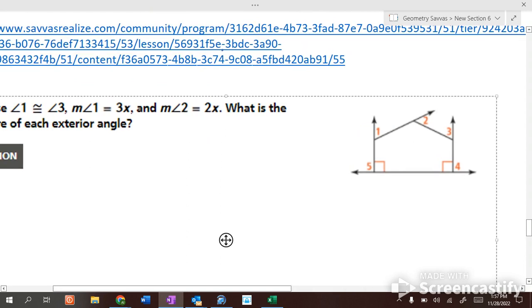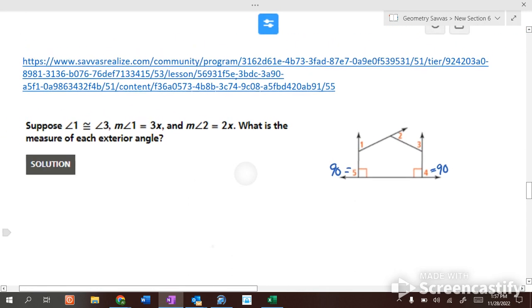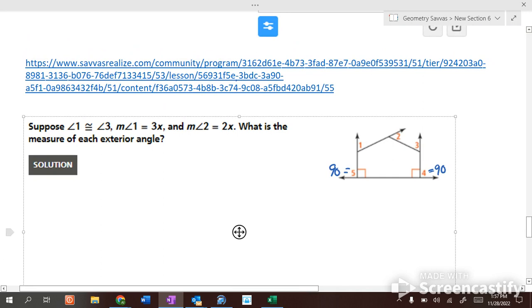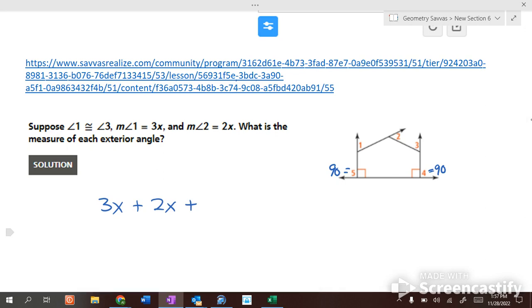So, what's the measure of angle 4 here? 90. What's the measure of angle 5? 90. So, you're told that 1 and 3 are equal to each other. 1 is equal to 3x and 2 is equal to 2x. Now, we know that 1 is equal to 3x. 2 is equal to 2x. 3 is equal to how many x? 3x, because it's the same as 1. 1 and 3 are congruent. And if 1 is 3x, then 3 is 3x.